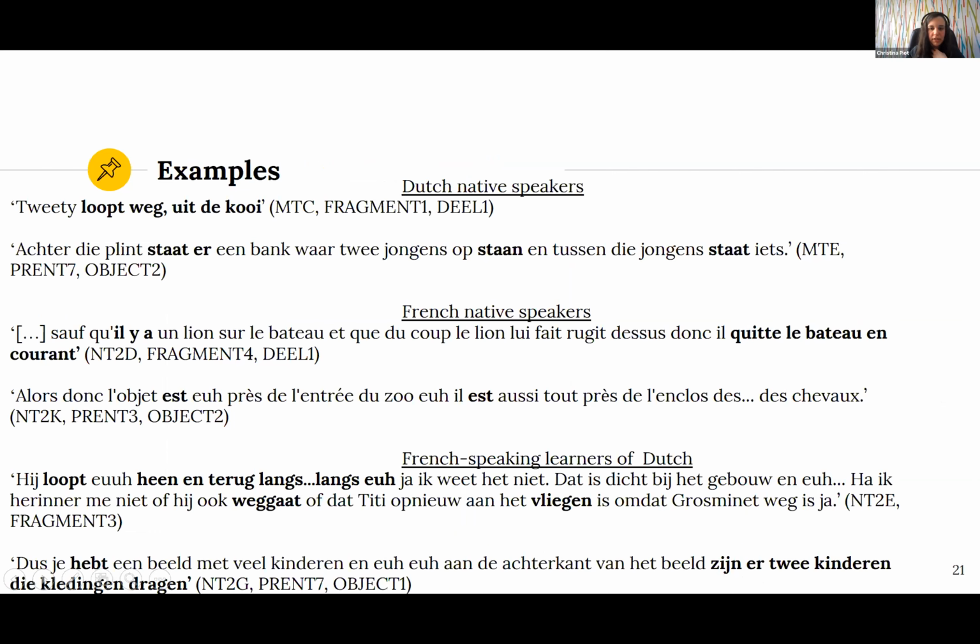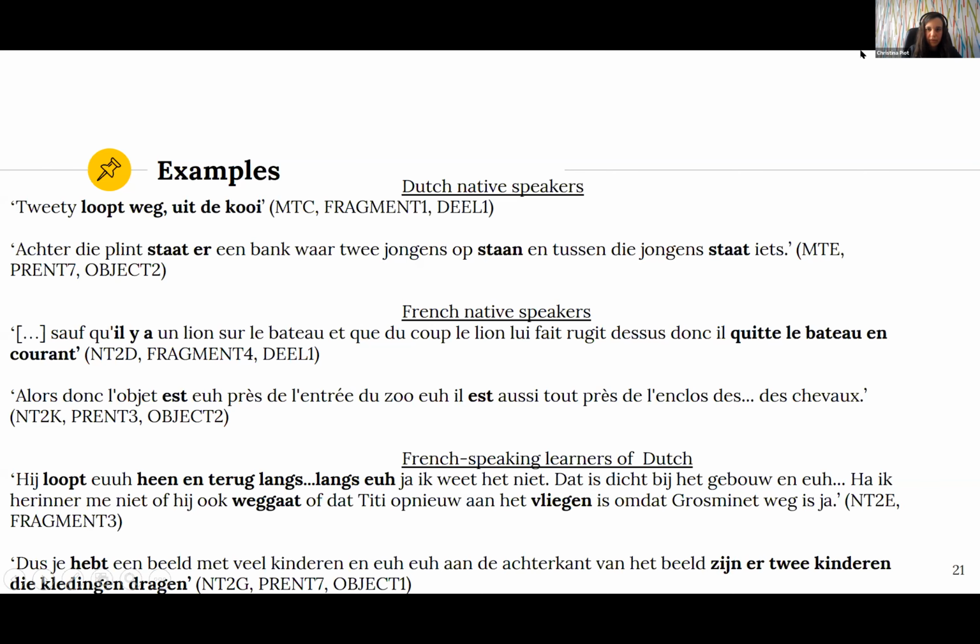So here we have examples. From a Dutch native speaker first, "dus Tweety loopt weg." "Loopt weg" is like "runs away," "uit de kooi." So here we see that we have manner in the verb and then path in the particle. And then here we have a posture verb saying that the bench is standing and on which there are two boys standing again. So we have many posture verbs in this sentence. Whereas in French, we have "there is a lion on the boat, and the lion leaves the boat running." Here we have the path and then the manner.